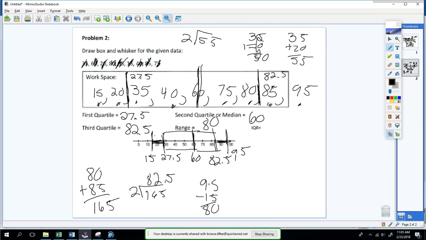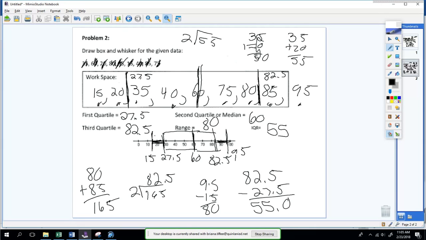Now we're going to do our IQR, which is called your interquartile range. You're going to take your third quartile and subtract your first quartile. And when you subtract, you get 55. So our IQR is 55.